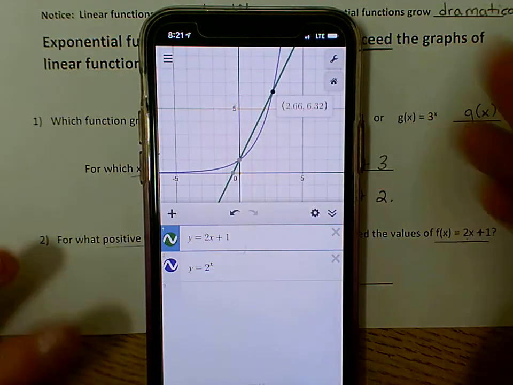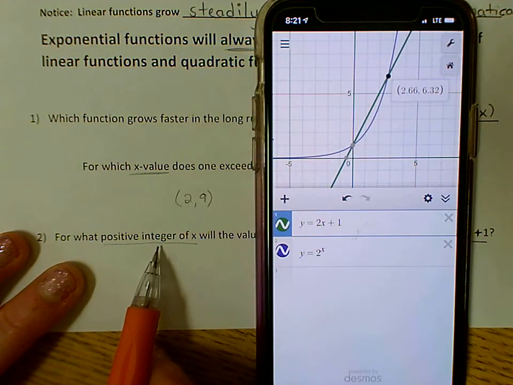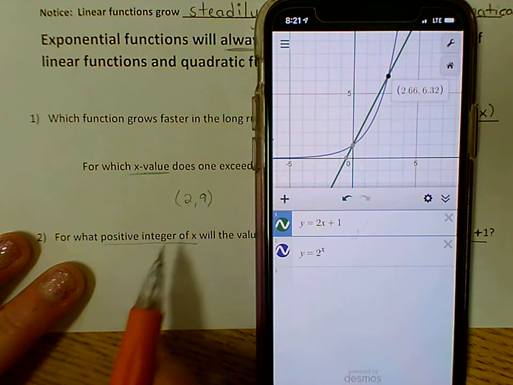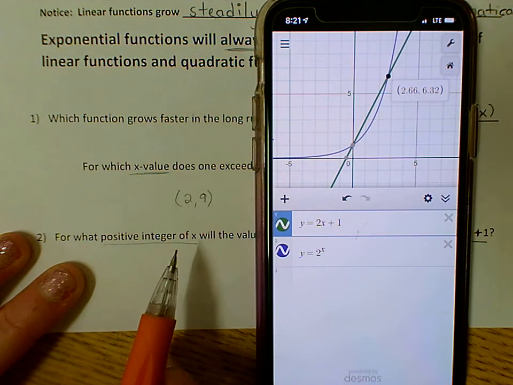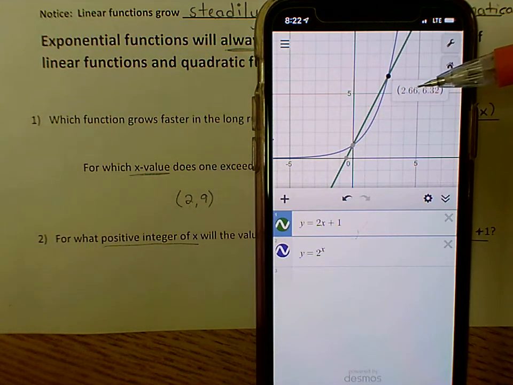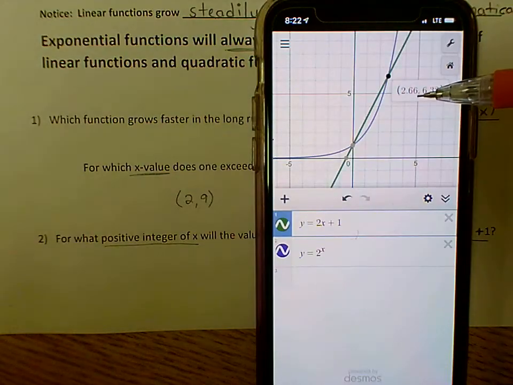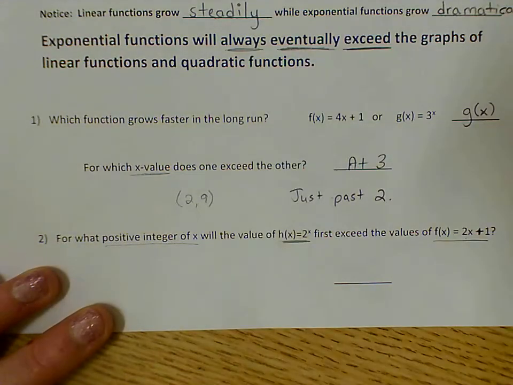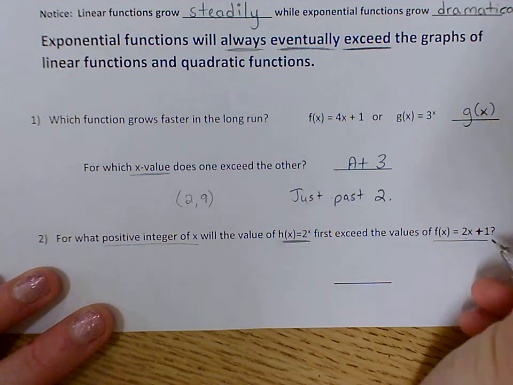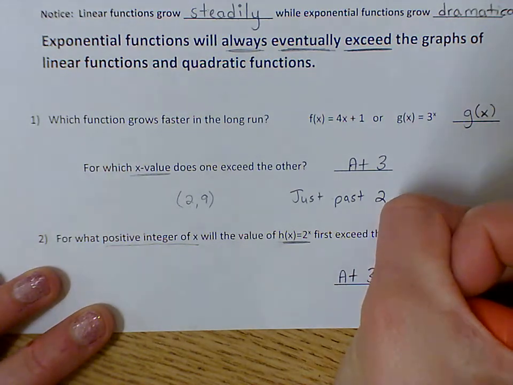So we're looking for the positive integer. Remember, integers are your positive and negative whole numbers, and it also includes zero. So we're looking for the positive integer where this one just goes past the other one. So the x value is 2.66. So what is the first positive integer right past that? Okay, and so that would be 3. So it first exceeds this function at 3. So there you go.